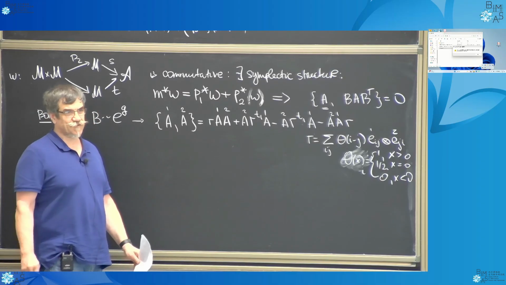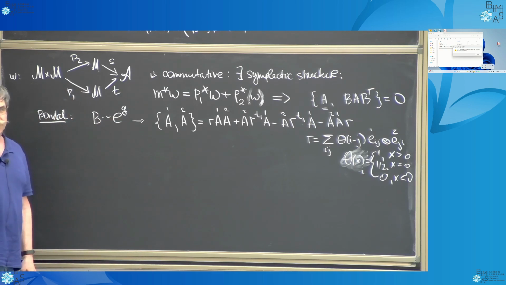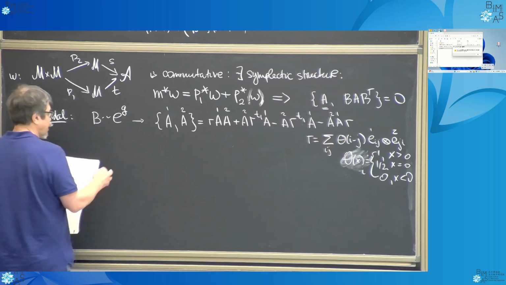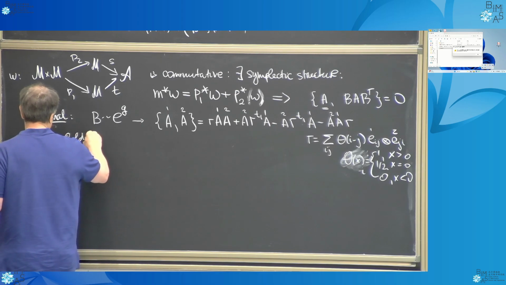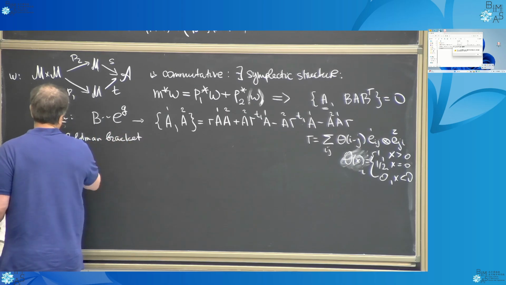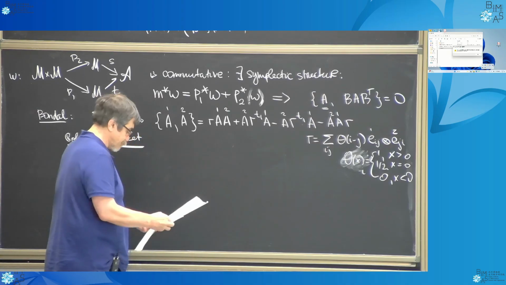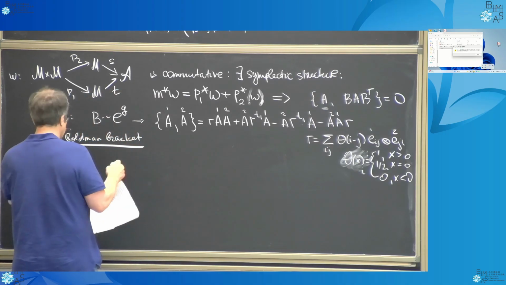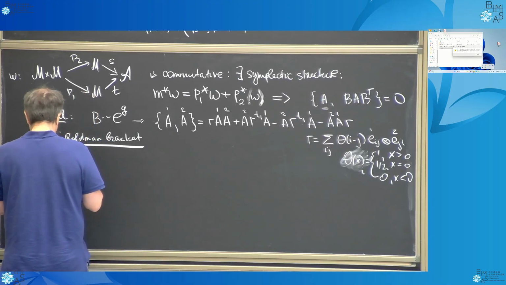But what is interesting is that the same structures appear and are very well known in geometry. And this is the same as what is called a Goldman bracket, the Goldman bracket on a particular set of geodesic functions. So let me just say a couple of words about that.